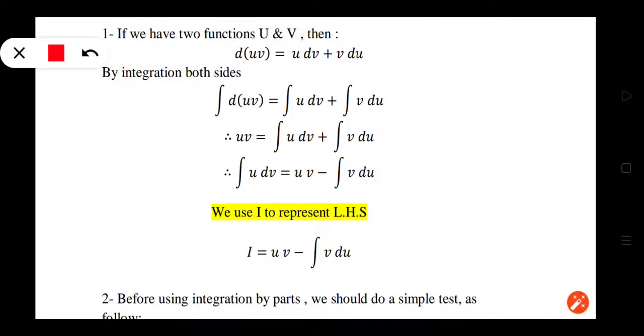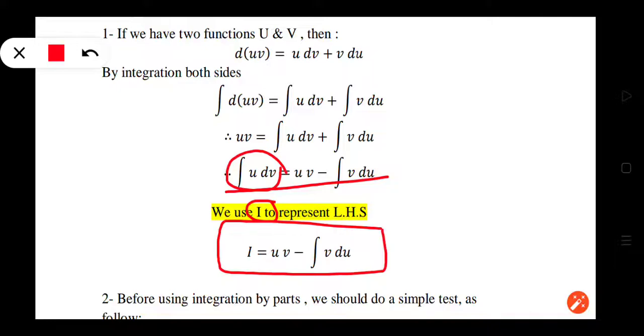Then the basic rule is integration u dv equals uv minus integration v du. And we can use the symbol I to represent the left hand side of the rule, integration u dv. Then the basic rule of integration by parts is I equals uv minus integration v du. Save this rule in your mind. We will use it to solve some different examples.